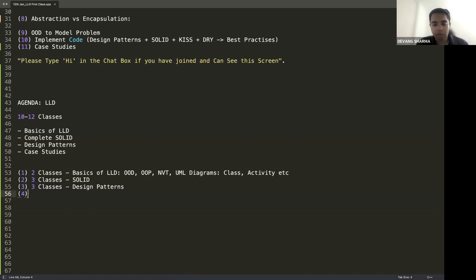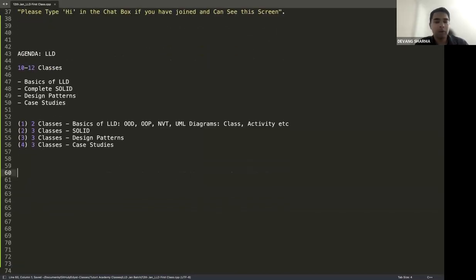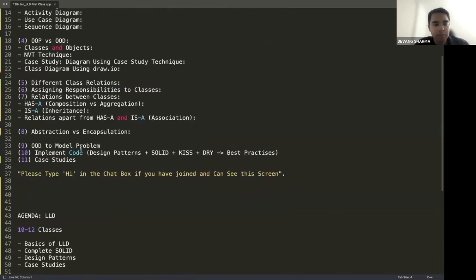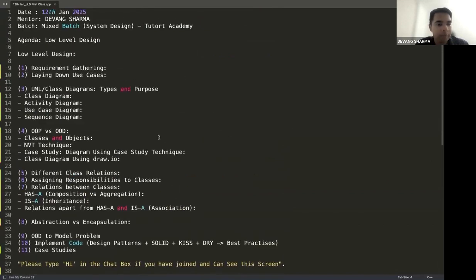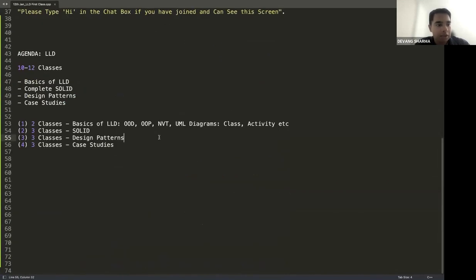Fourth, the last 3 classes I would keep for case studies. This is how your entire agenda for low level design will look. First we complete the basics of LLD, then the SOLID principles, then we cover the design patterns, and finally move to the case studies, which is implementation. So these are all the theory part. Along with theory, we'll write code as well. This last part is purely code. Whatever we have learned so far, we'll implement in code. All right, guys, that's what the agenda of your low-level design course will look like.